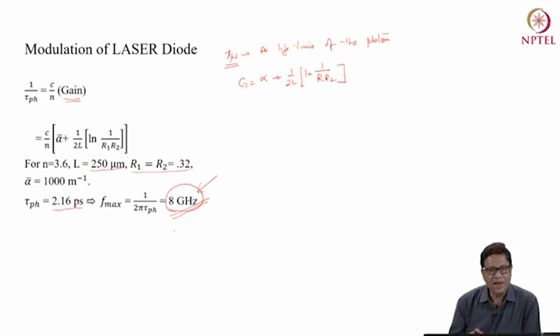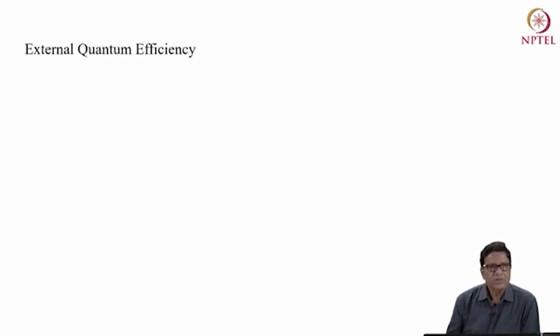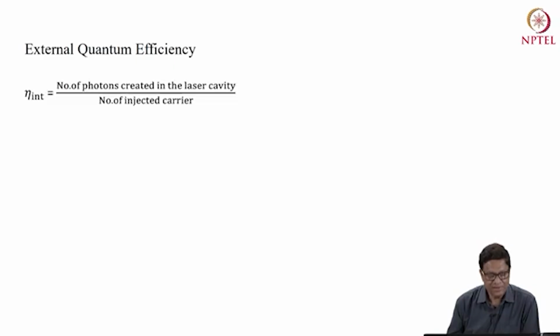This was not the case for LED. With LED, you were able to modulate only a few tens of megabits per second, whereas for laser, it is in terms of gigahertz. So now let us try to understand the external quantum efficiency of laser diode.